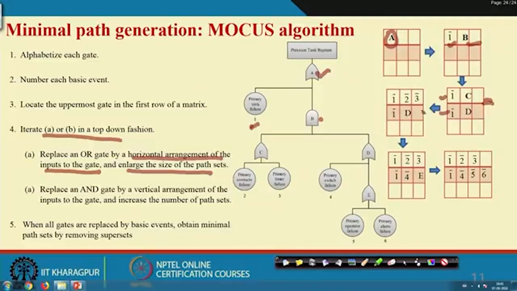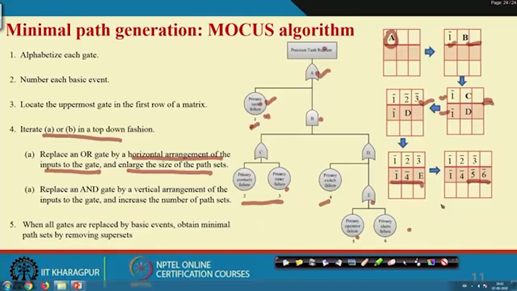Now, what do you require to do? You further decompose C and D. C and D both are OR gates, which just increase the number of success events in the path set. If you break C, 2 and 3 are there: 2 bar, 3 bar. For D, what happened? D has 4 bar and E. Again E is another OR gate, so it will increase the number. The inputs are 5 and 6: 5 bar, 6 bar.